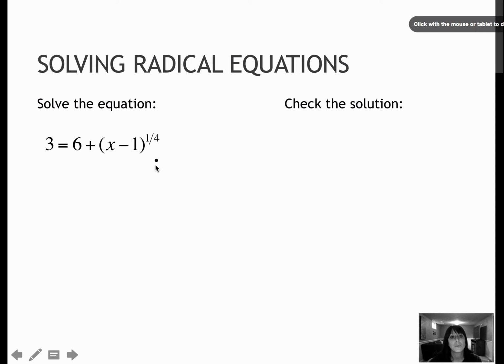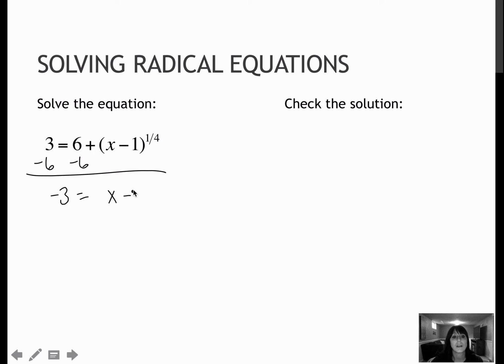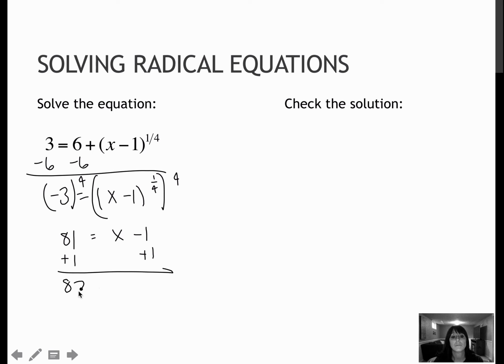Let's try another. This one's written differently, but it's just written with a rational exponent rather than inside the radical. I'm still going to follow the same steps. 3 minus 6 is negative 3, and this is x minus 1 to the 1/4. Of course, to solve this, I would take each side to the fourth, because 1/4 times 4 would give me 1. So that would give me negative 3 to the fourth, which is 81. x minus 1 on this side. I would then add 1 to get 82. And I get my answer of 82.